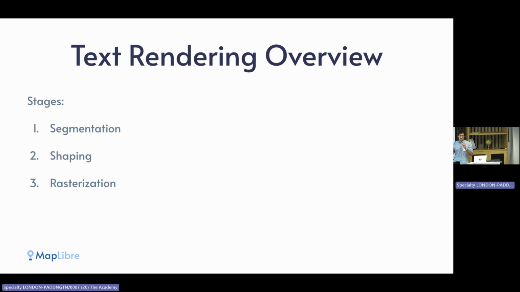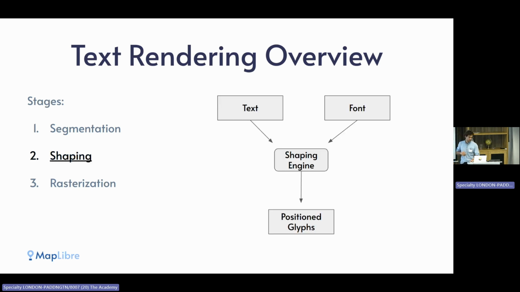The first one is you have to segment the text. The second is you have to shape it. And the third is the rasterization. And to understand what segmentation is, let's start with shaping. So the second step, basically.